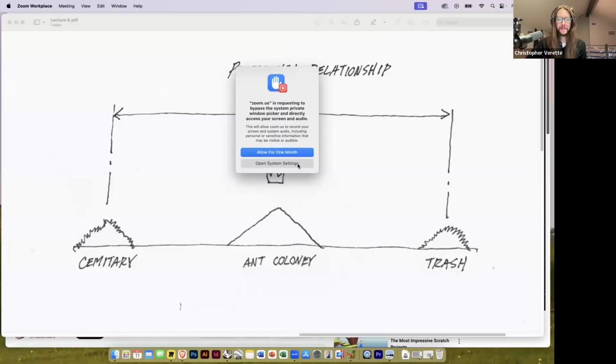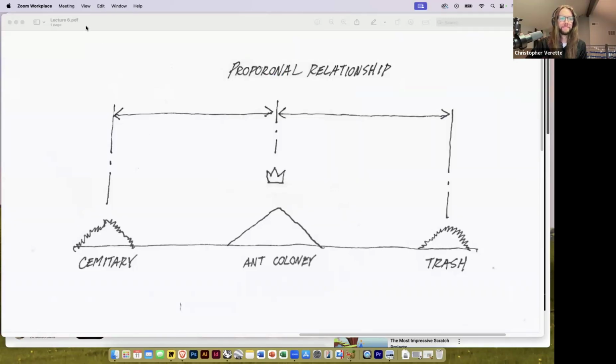See, share my screen, desktop one. Yes, allow for 1 month.